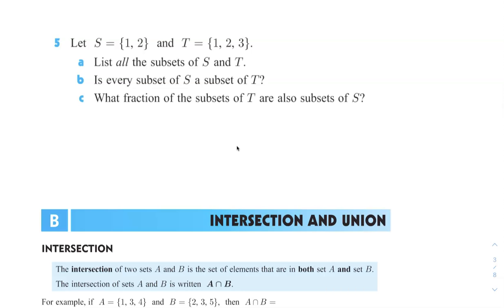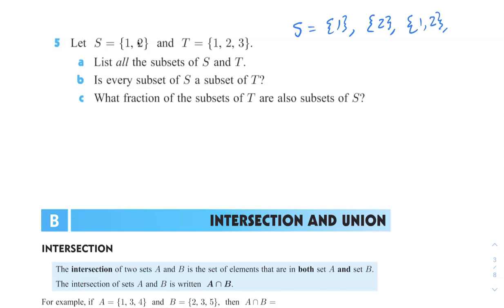5. Let S be {1, 2} and T be {1, 2, 3}. List all subsets of S and T. It's a little tricky. First you separate them. So 1 counts by itself. 2 by itself would count. And then you do the whole set, 1 and 2.